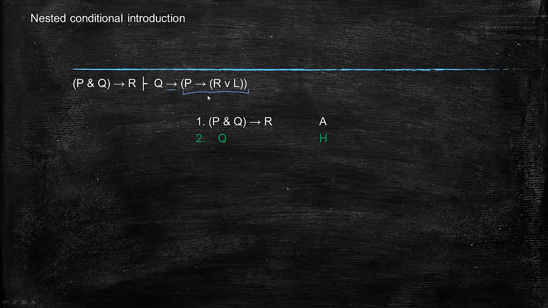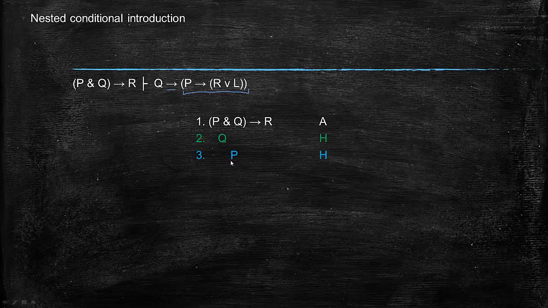But then noticing that that's our aim, to derive if P then R or L, we go ahead and hypothesize P. Now notice that this requires us to indent still again, right? So we indented one time, then we indent another time for the second hypothesis. If there were a third hypothesis, we'd indent still again. And that's the nesting aspect of this. Okay, so we hypothesize P.